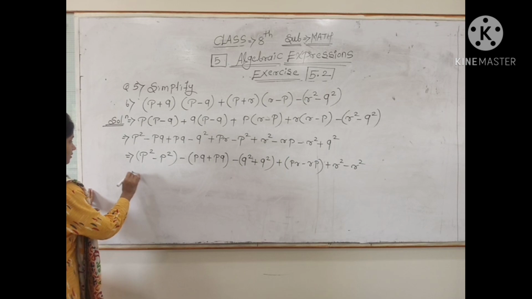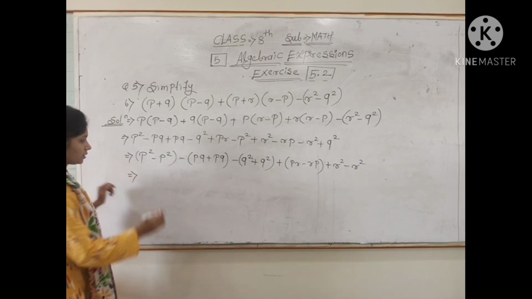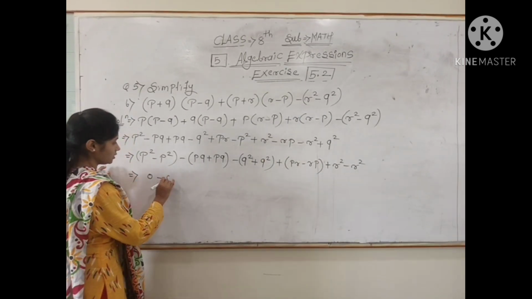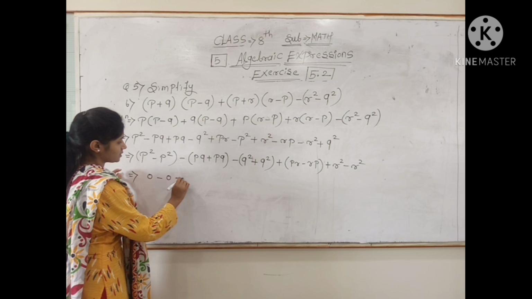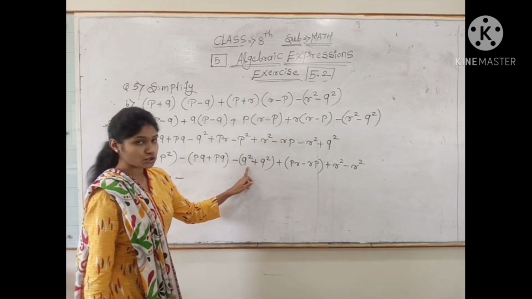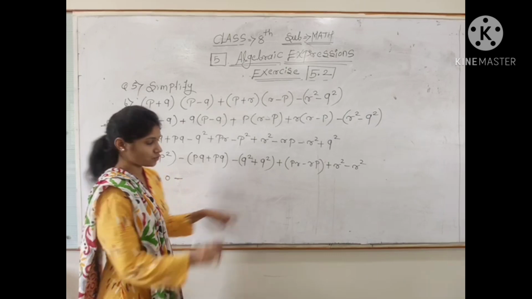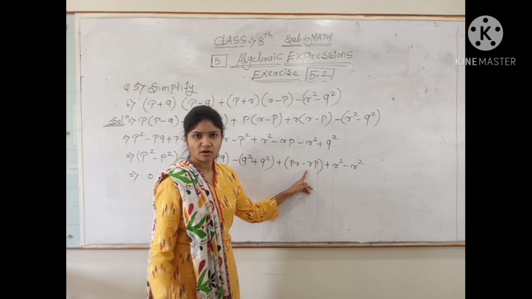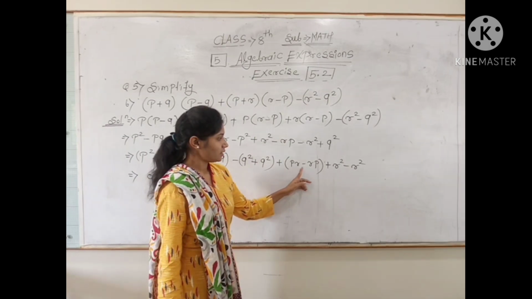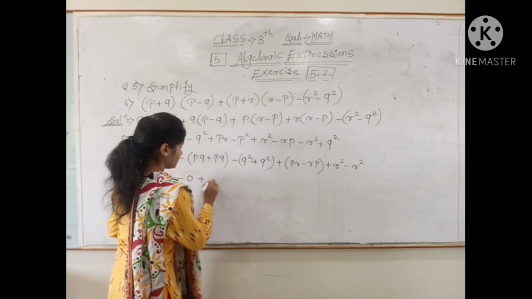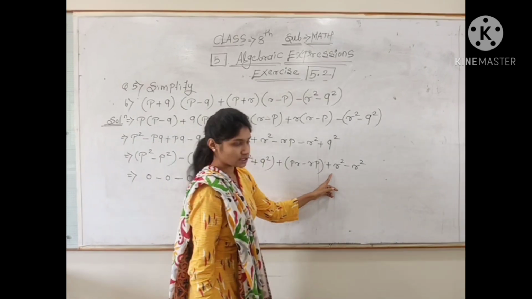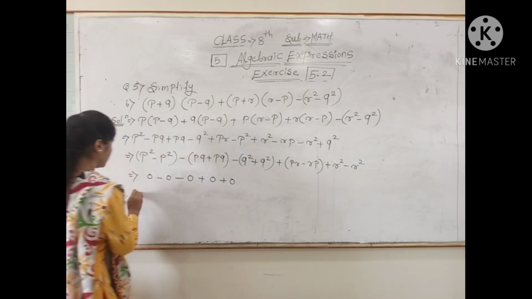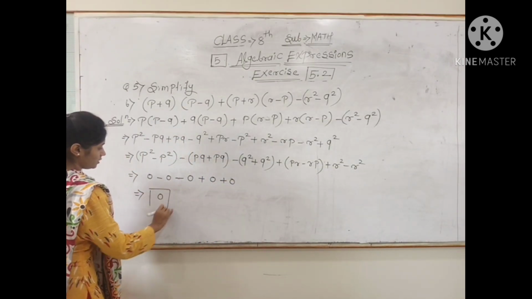Then solve. P square minus P square, how much? It's 0. Minus PQ minus PQ plus PQ, it is also 0. Minus, not a plus. Q square minus Q square plus Q square, what? 0. Then plus PR minus PR, or RP, you have to say that. PR minus PR, what is that? It's also 0. And the last one, R square minus R square is what? 0. So what is the final answer? 0. This is the answer of this question.